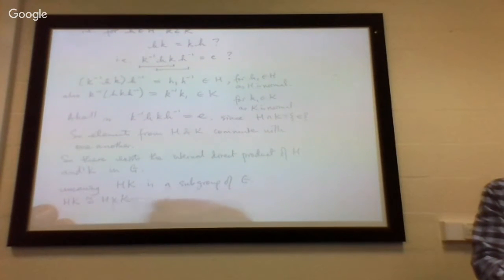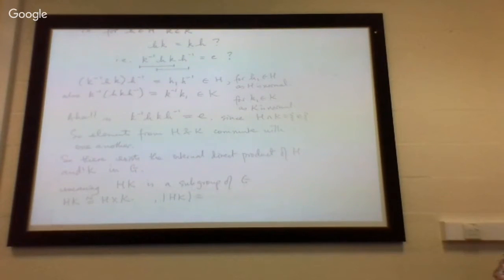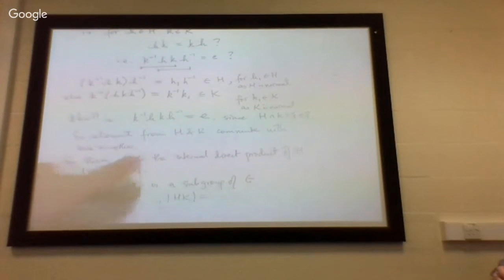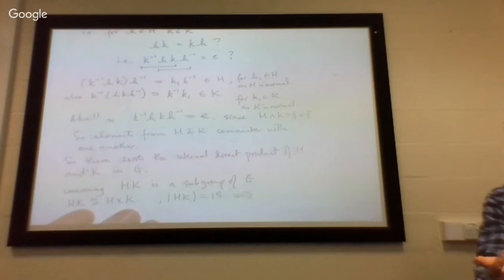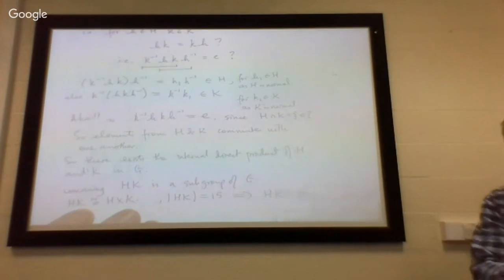Now what size does this have? How big is HK? Well, if as a set it's bijective to the Cartesian product, there's five things in H and three things in K, so it's 15 things in the Cartesian product. So this is a subgroup of size 15 in G. But G only has 15 things in it. So HK is actually equal to G.